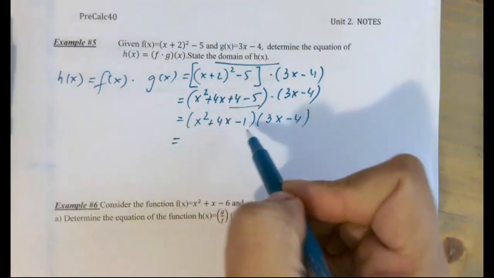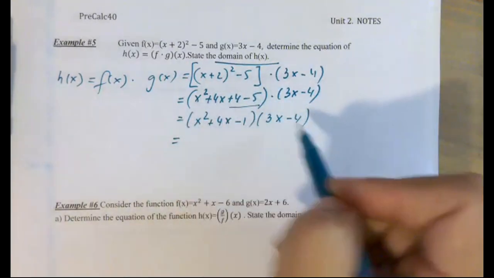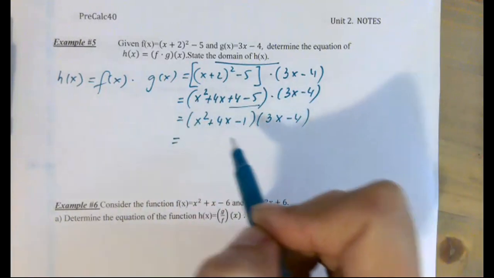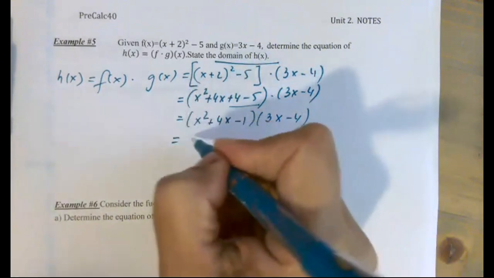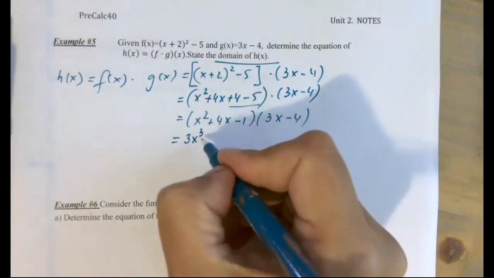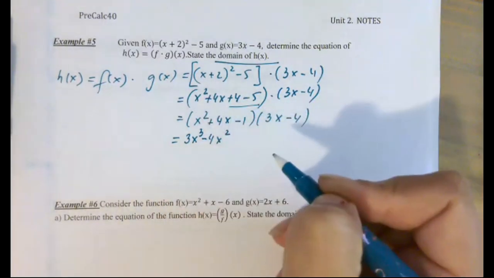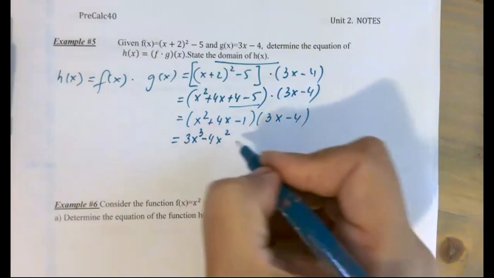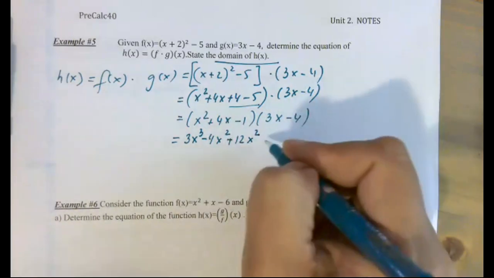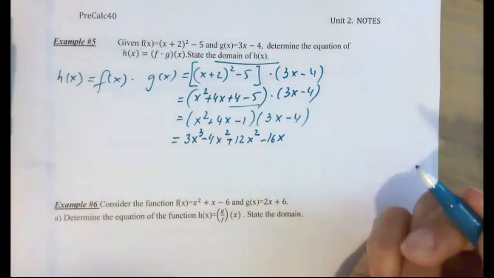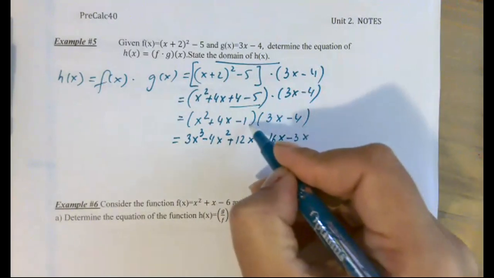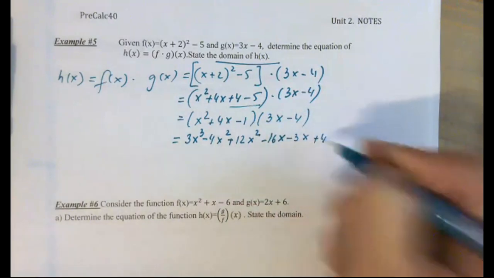Now we have a trinomial times a binomial. Distribution has to happen for each of these terms of the trinomial with each of the terms of the binomial. So we have x squared times 3x is 3x cubed. X squared times negative 4 is negative 4x squared. Then the next one, 4x times 3x is 12x squared. 4x times negative 4 is negative 16x. And then negative 1 times 3x is negative 3x. Negative 1 times negative 4 is positive 4.